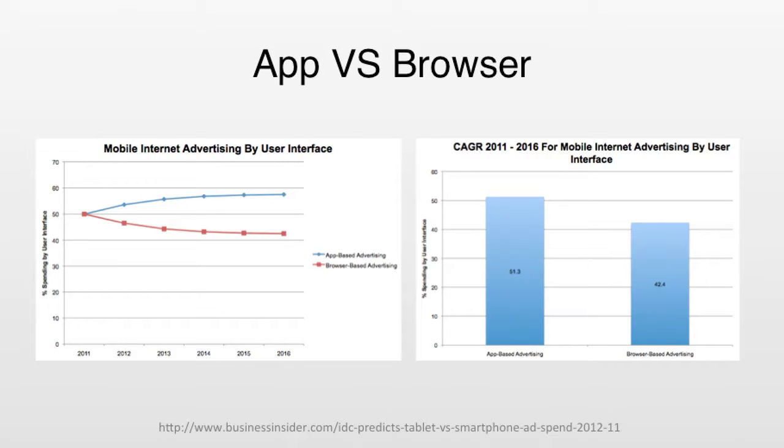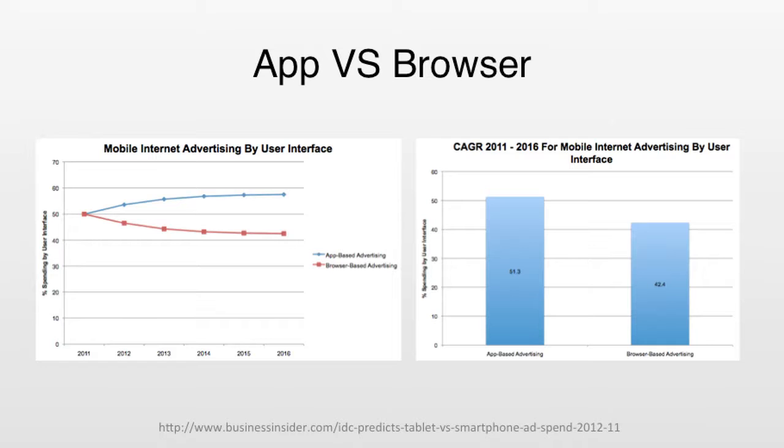Or are more publishers going to start to move to HTML5 and bypass the App Store and just allow people to go through the mobile web version? And if that happens, then these numbers are going to flip. So I think that there's a lot of speculation. But either way, you're seeing a huge amount of advertising interest in both in-app and browser-based advertising.